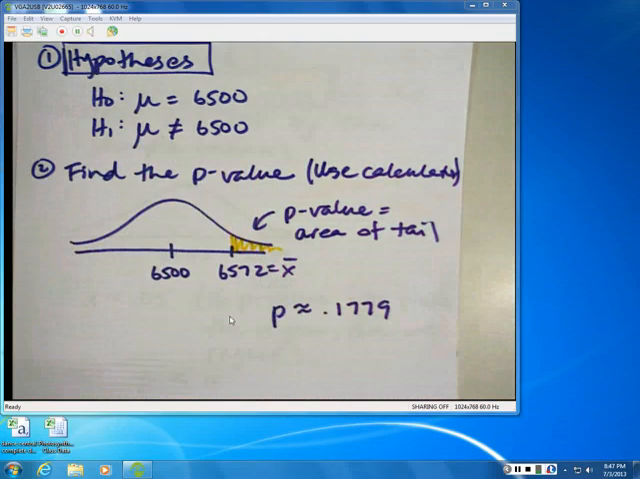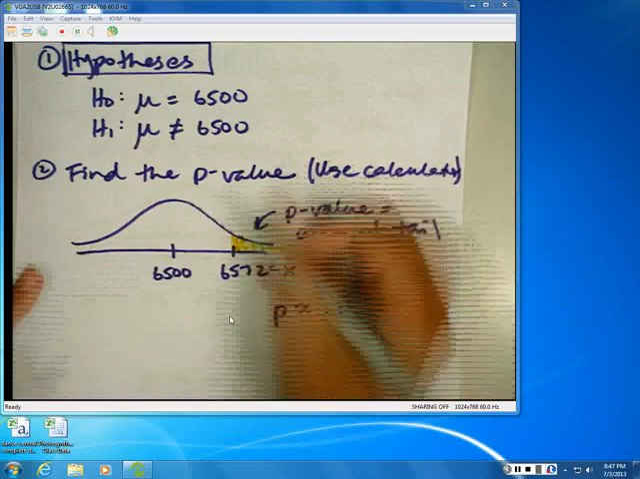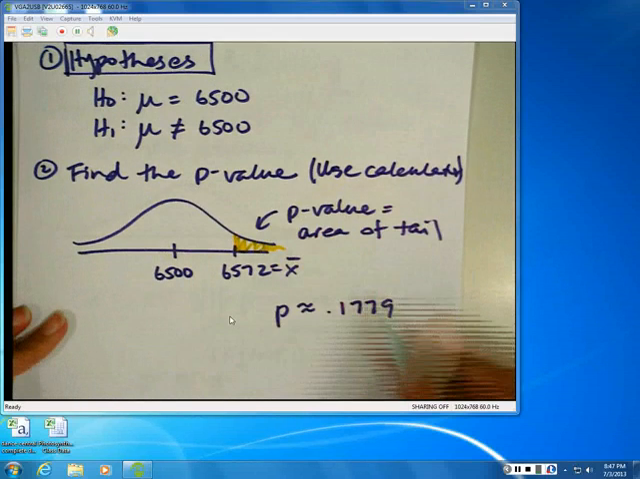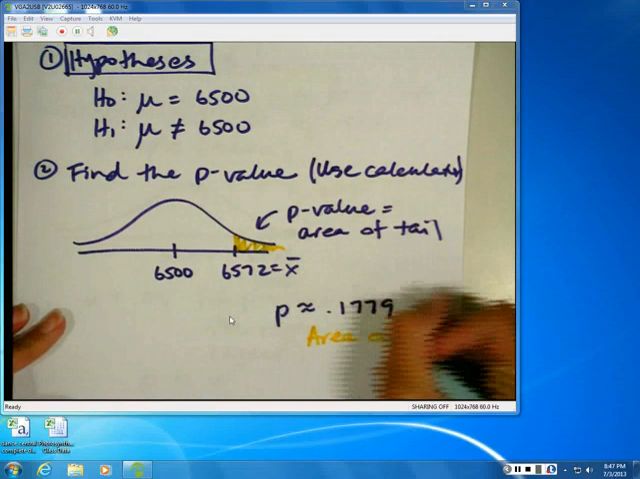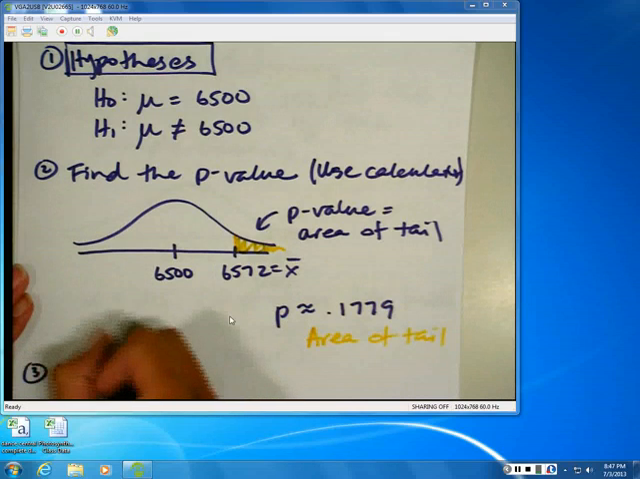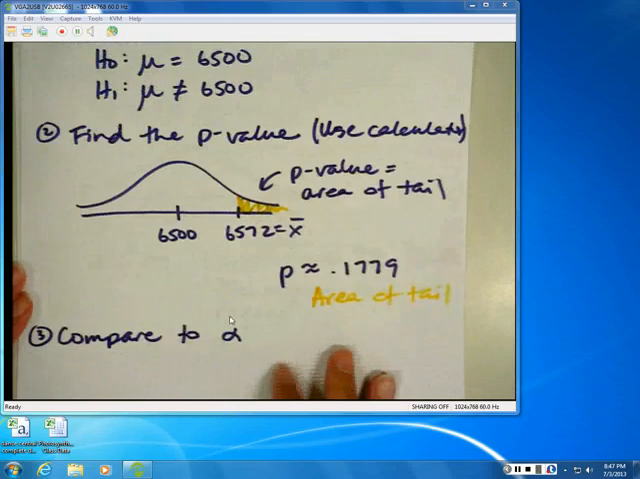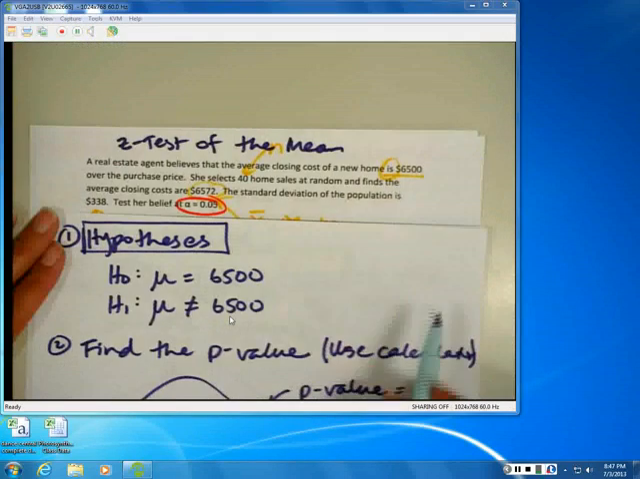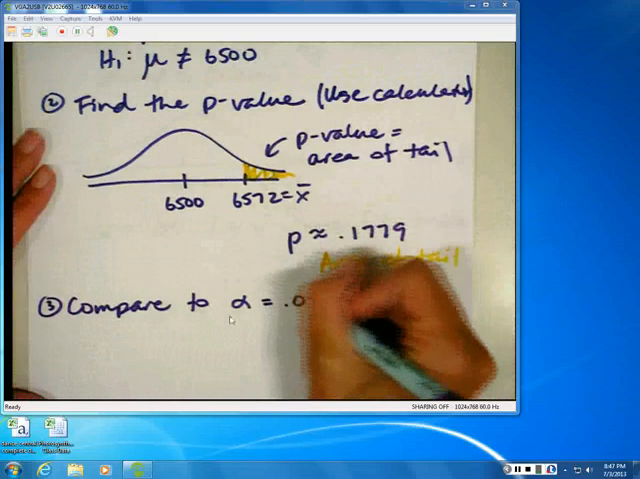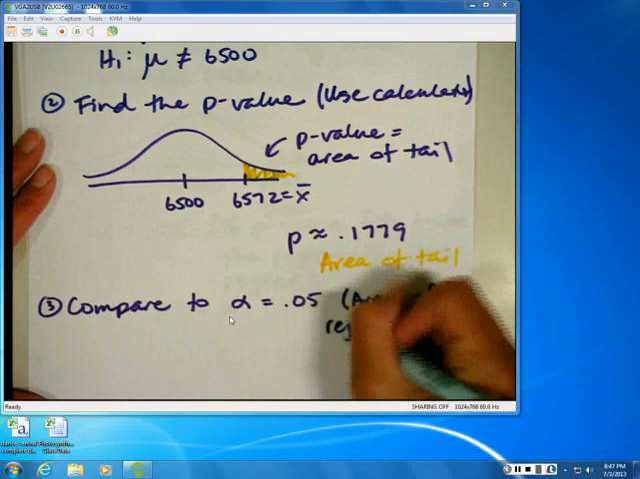So that means that this area right here in yellow is 0.1779. So this is an area of the tail. Step number 3. Compare to alpha. Alpha, let's go back to the statement of the problem. Alpha was 0.05. So alpha, my significance level, was 0.05. This is the area of the rejection region.